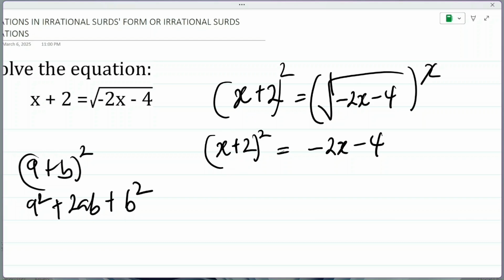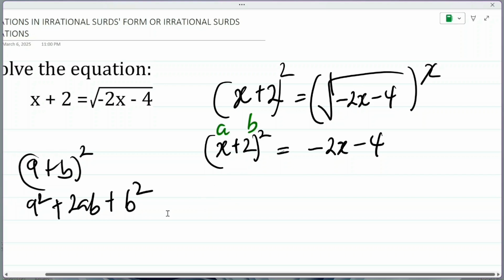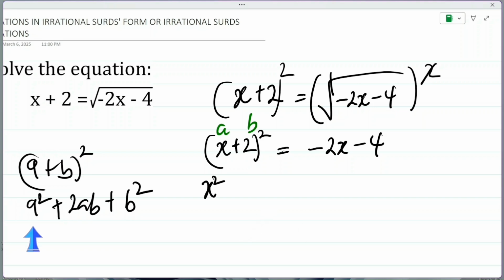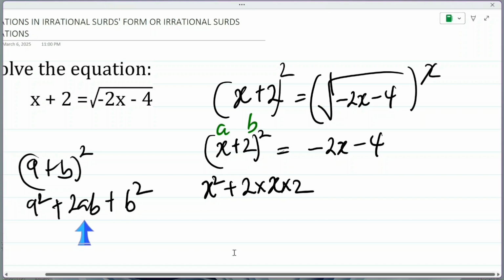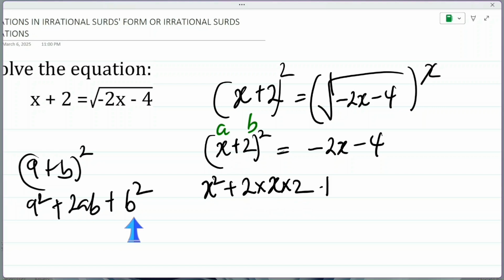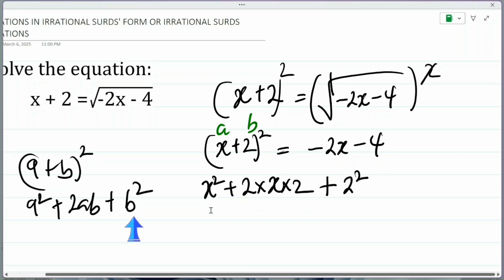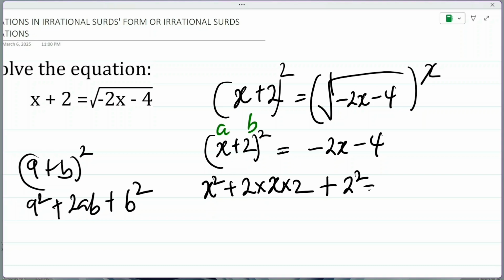You can also expand the normal way where you have (x plus 2)(x plus 2). It's your choice, but it is easier if you can apply this formula, where you have x squared plus 2 times x times 2, that's 2ab. Here it's 2x2. x is your a and 2 is your b, plus 2 squared, which is your b squared, equals minus 2x minus 4.